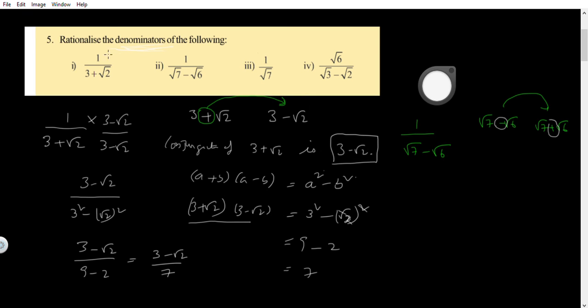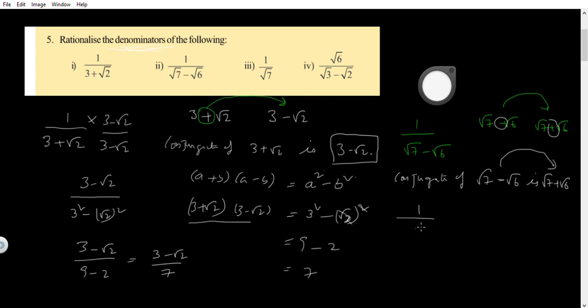See here, rationalize the denominator of the following. I rationalize the denominator with the help of the conjugate of an irrational number. Suppose this is also an irrational number. I told you clearly it is an irrational and it is an irrational. The difference is irrational. Now the conjugate of root 7 minus root 6 is root 7 plus root 6. Take its opposite sign, that's all. Here I have minus, I will take the plus. Plus is the conjugate of this one. Very, very important, and you should write it down.